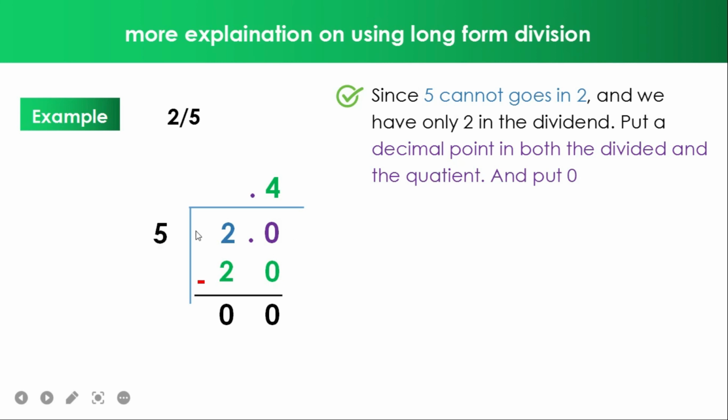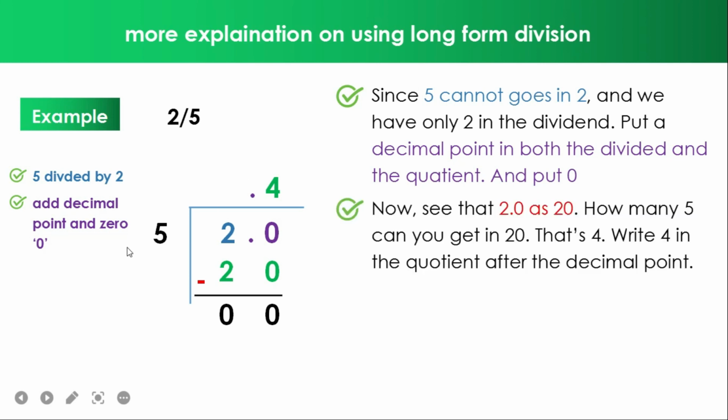After that we find out how many of this number we can find here, if 2 can go in. Let me not make this complex. Now the first thing is that we divide 5 by 2. Since we did not get it, the next thing is that we add a decimal point to the dividend here, and we put 0.